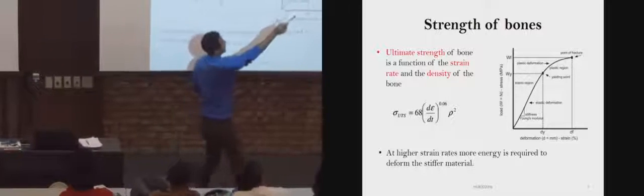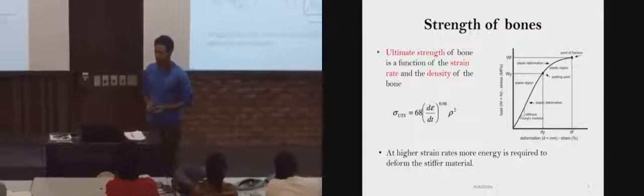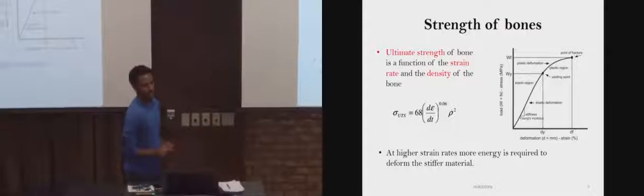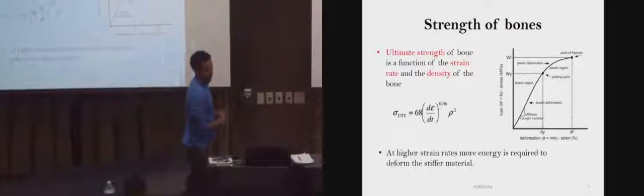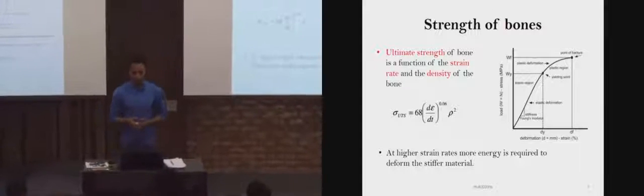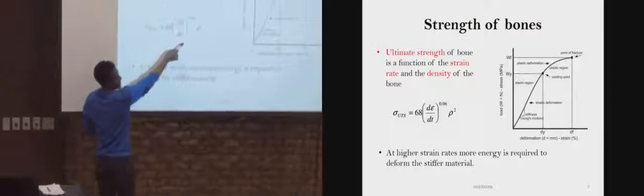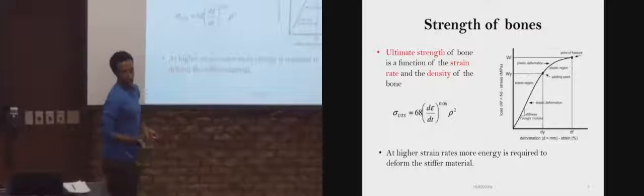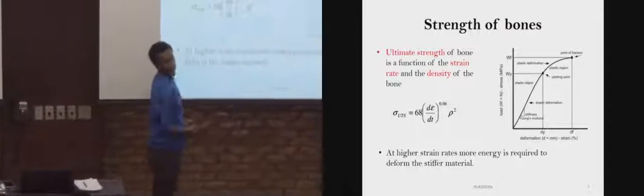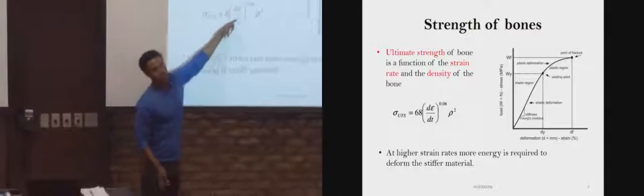And the point where maximum load is applied is called the point of fracture. At that point, fracture will occur in the bone. That is the maximum load point, and that is the ultimate strength, which is equivalent to 68 times the strain rate. dε/dt means strain rate: change in strain divided by change in time. This is the strain rate.